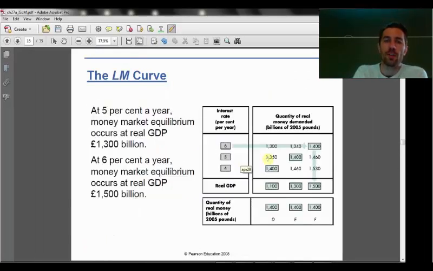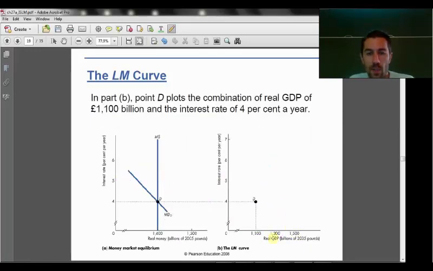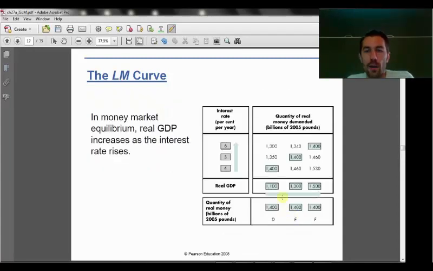If we now go back to those tables, what are they trying to show us? Same thing. We've got different interest rates as well as different levels of GDP. If we take our initial level of GDP, point D in these diagrams, which is 1,100.